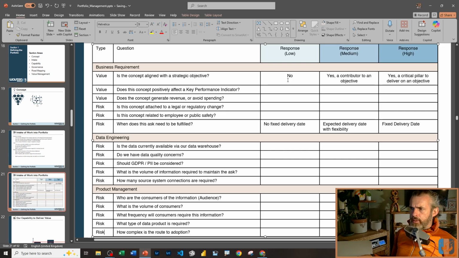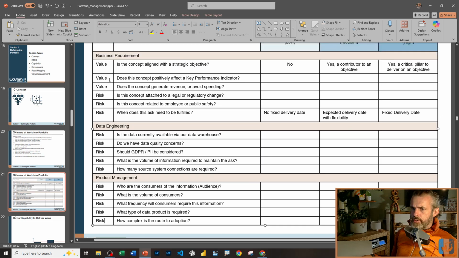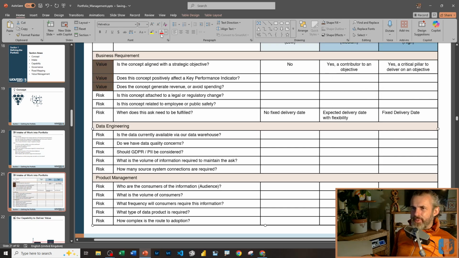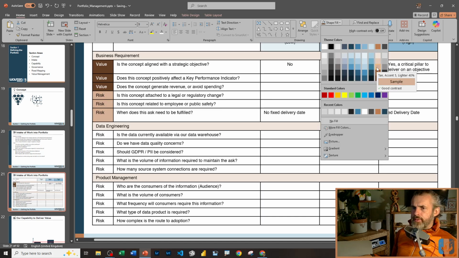Yeah, so let's just colour these in. I do like my colour palette, but it's very limited if I want to have anything that's a bit different. Let's go for these value ones can be a dark colour, and then these risk ones should go for a blue.